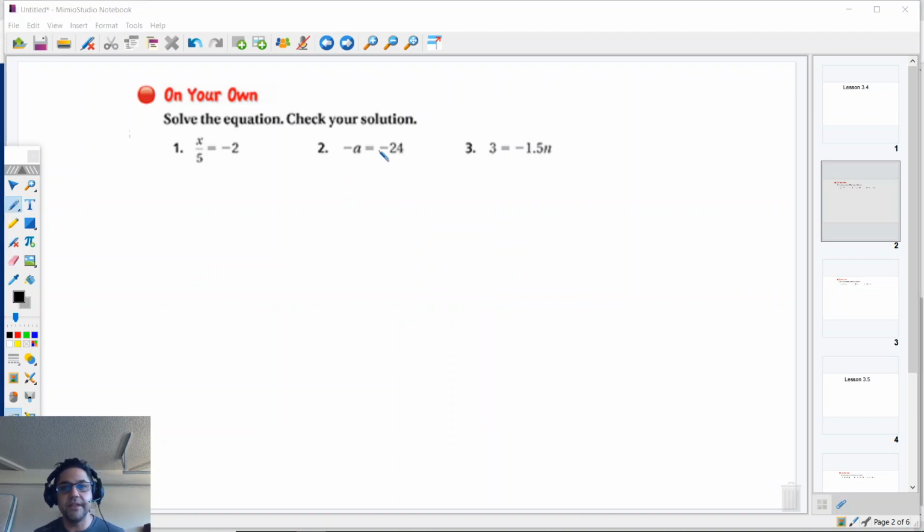Looking at number 2. It helps some students if they see their number there. Kind of like a 2a, a 3a, a negative 2a, a negative 3a, but this is a negative 1a.